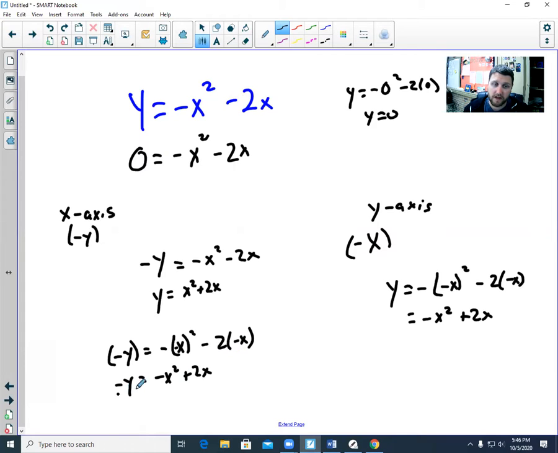Now the only thing I could do is divide by negative 1, and I'm going to be left with y equals x squared minus 2x, and that is not the same thing that it was originally. Since it's not the same, this will not have any symmetry: not axis, not x, not y, not origin. So it won't have any of them. Hopefully that makes sense. I'm going to give you a couple of those to try out to make sure that you understand them, but it's basically just simplification.